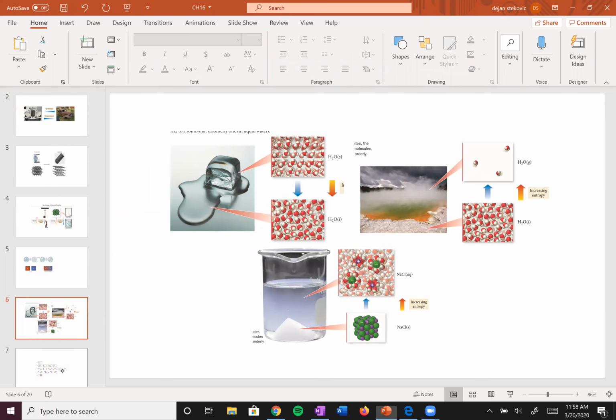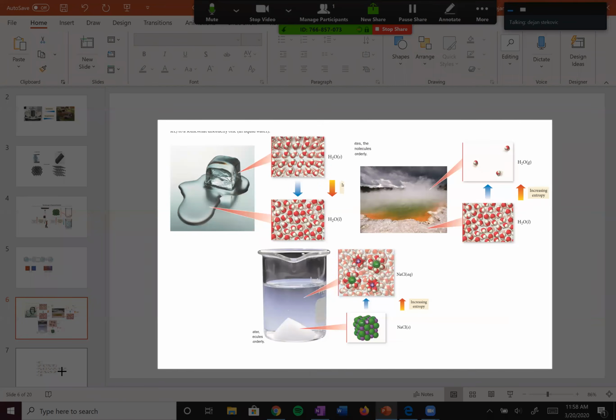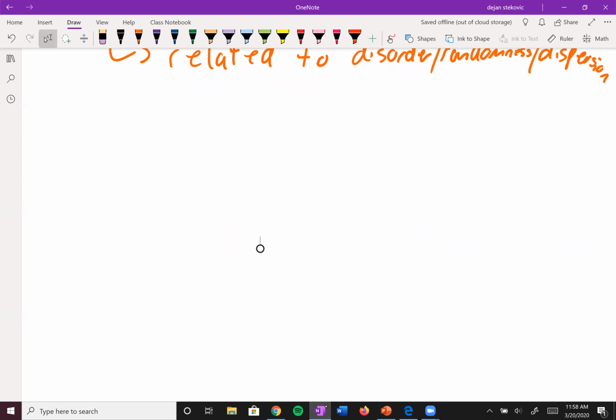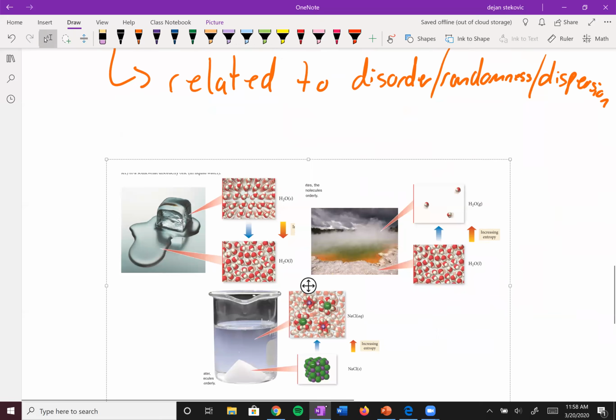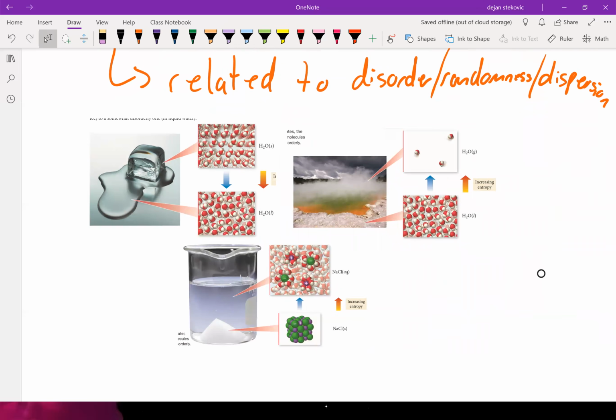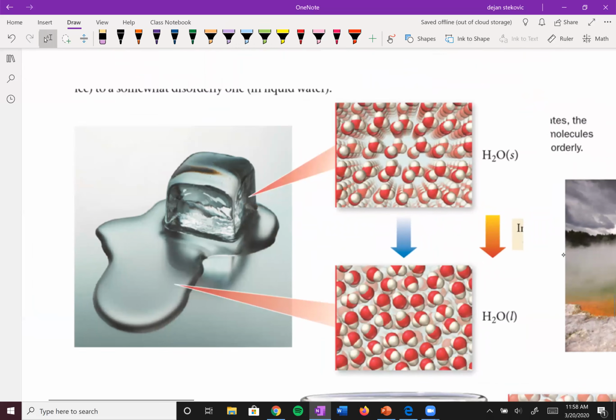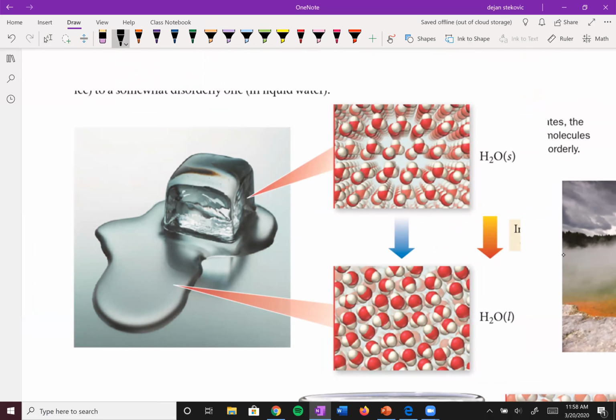So just some more examples of things where entropy has increased. In this first example, we have water in the form of solid ice melting into liquid water. In ice, a solid, molecules are not allowed to move. In a liquid, they can move around. So from no movement to being able to move, that's an increase in entropy. The matter has dispersed.